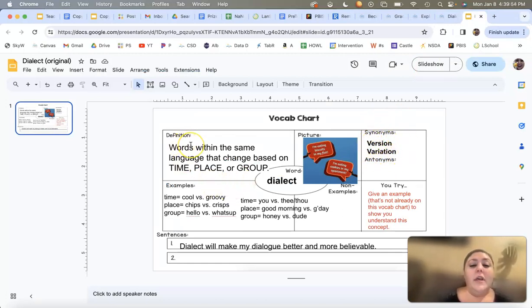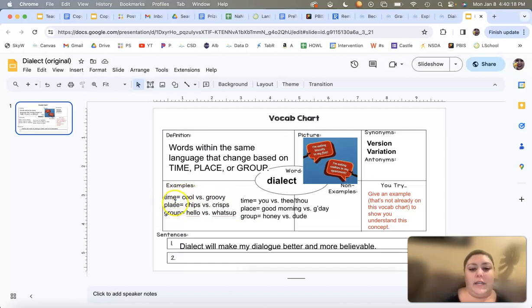We're not talking about accents really here. We're mostly talking about the words themselves. And they can change for lots of reasons. Think about time, right? Nowadays, it's really normal to say something's cool, but think back to the 60s with hippies, right? It was really normal to say groovy. And cool and groovy are both English words, but it's a slightly different dialect because of the time.